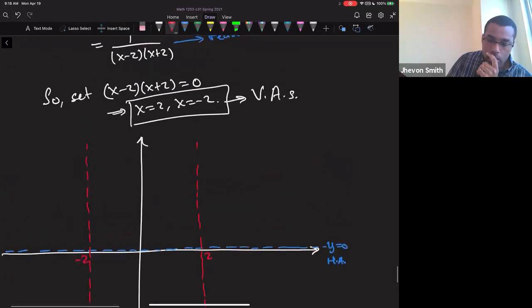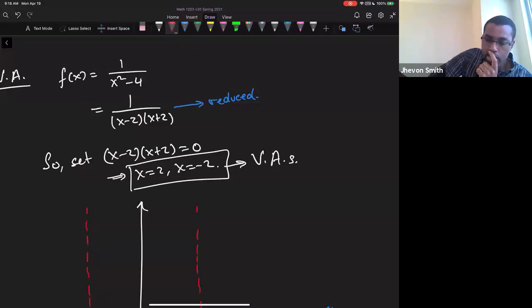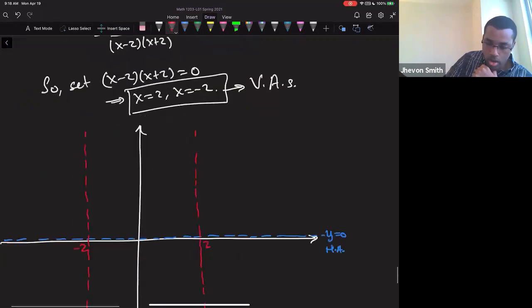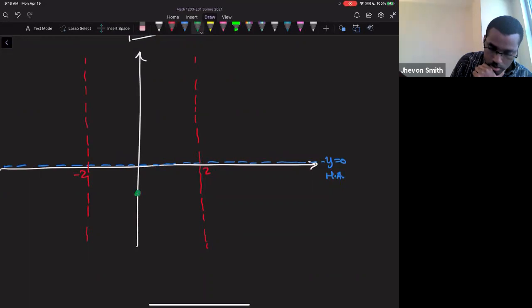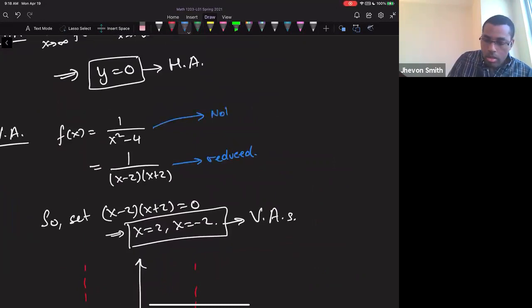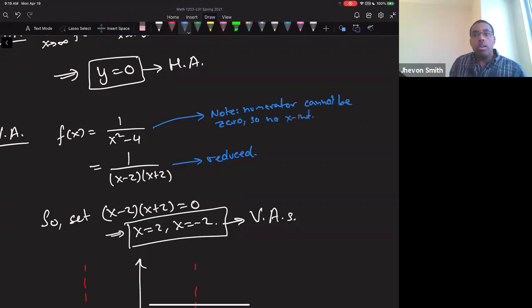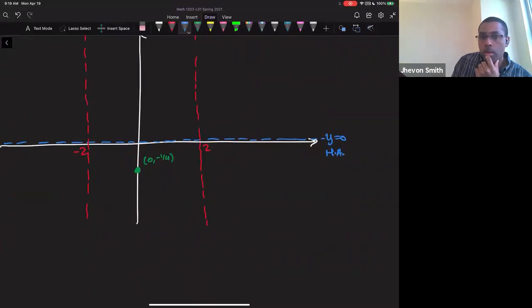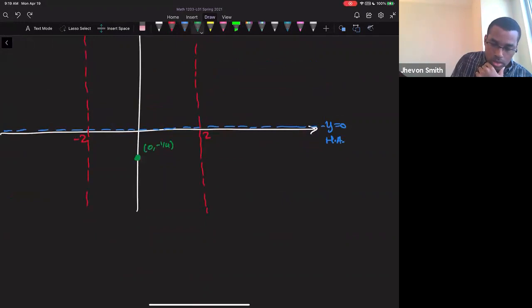You will notice that here, if I plug in, say, x equals 0, I get minus a quarter. And we also know it has no x-intercepts. Note, numerator cannot be 0. So no x-intercepts. And so I know the graph will never go up. It would have to go down, because if it went up and it has to approach this, it will actually crash through and create an x-intercept. So the graph has to go down. So the graph is doing this, and approaching the asymptotes that way.